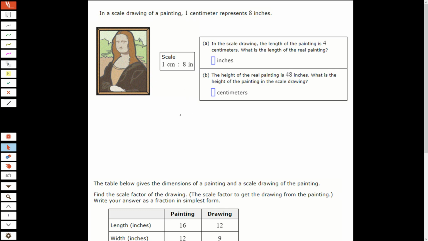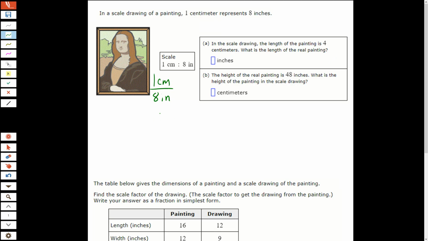This is one of the questions of dilation. It says, in a scale drawing of a painting, 1 centimeter represents 8 inches. Okay, so here's my scale factor. We can rewrite that and say our scale factor as a fraction is 1 centimeter over 8 inches, right? Because you can write a ratio with the colon, or you can write it as a fraction. In the scale drawing, the length of the painting is 4 centimeters. What is the length of the real painting?